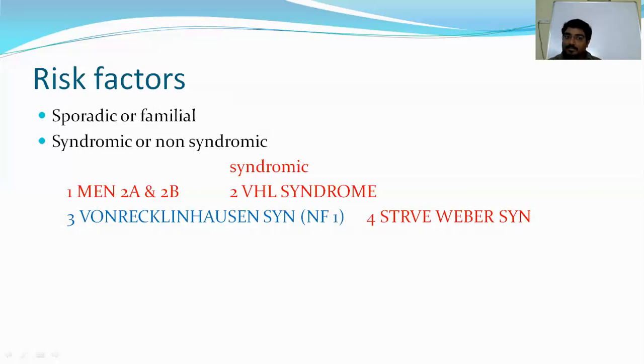What are the syndromic causes? MEN 2A and 2B, VHL syndrome, Sturge-Weber syndrome, and Von Recklinghausen syndrome. Von Recklinghausen syndrome is neurofibromatosis type 1. It is the most common syndrome in pheochromocytoma. So in syndromic, MEN 2A, MEN 2B, VHL syndrome, Von Recklinghausen syndrome, neurofibromatosis type 1, and Sturge-Weber syndrome.